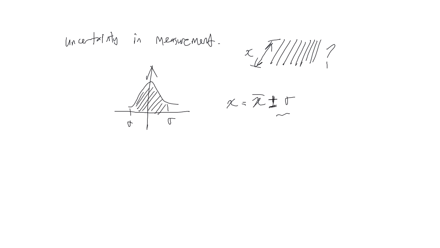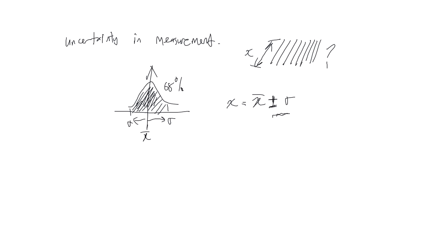68% of, so this is your standard deviation. So we say that there is a 68% probability that the value lies within the mean plus sigma or the mean minus sigma. 68% of our measurement lies within, let's say this is the mean, within the mean plus sigma and mean minus sigma. Okay.